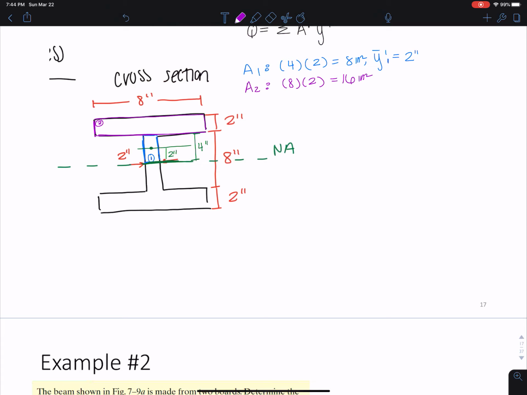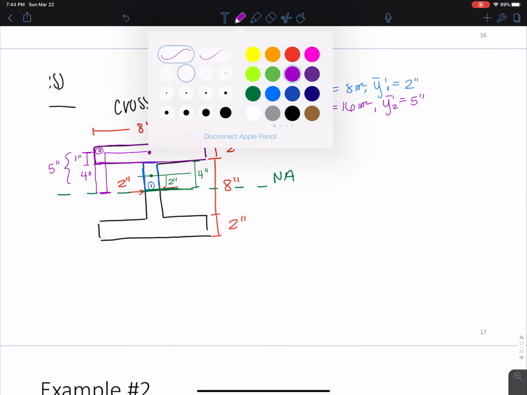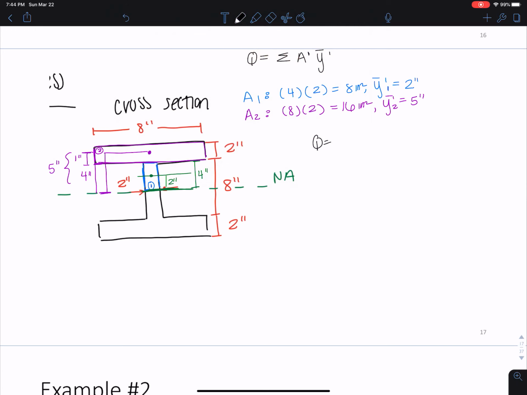Now for the second part, here is the geometric centroid of that second part right in the middle. And the distance from this geometric centroid to the neutral axis, all I have to do, this to this is 4 inches, right? Here to here is 1 inch, so the total is 5 inches. So my y2 bar is equal to 5 inches. And now all I have to do is sum everything up. So Q is equal to 8 inches squared times 2 inches plus 16 inches squared times 5 inches. And I get 96 inches cubed.